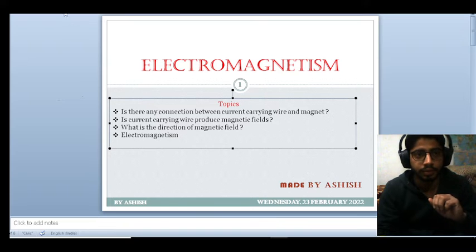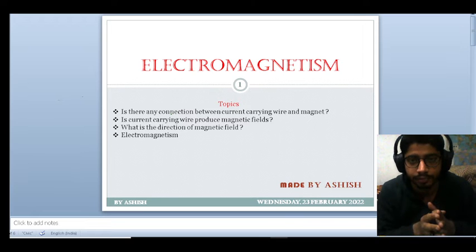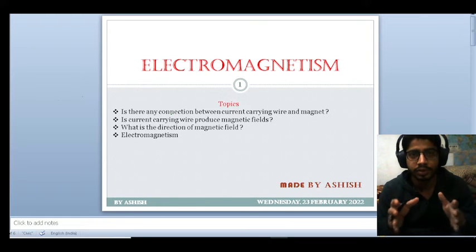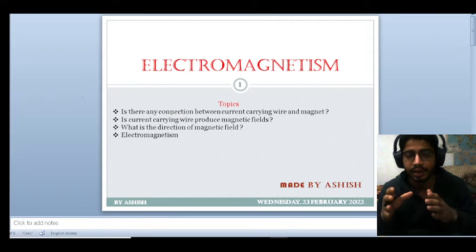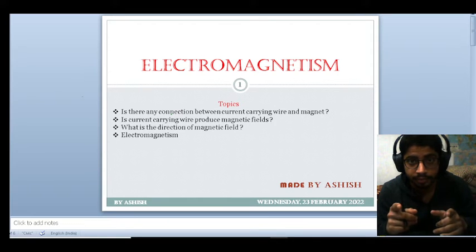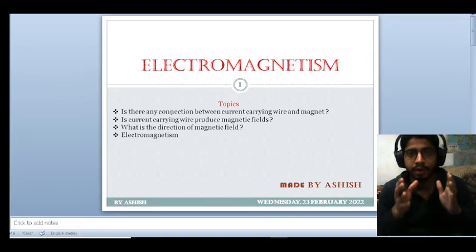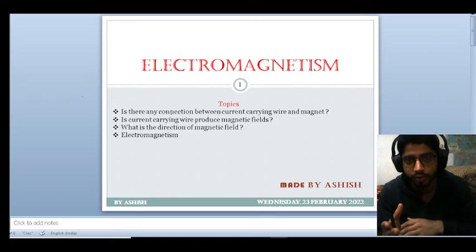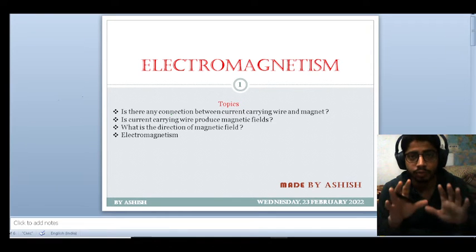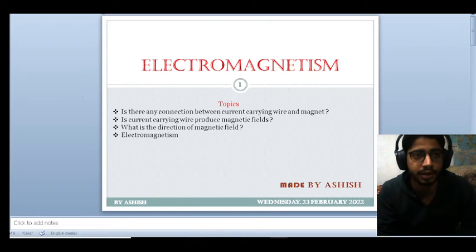In today's lecture, we are going to discuss electromagnetism. The following points will be discussed: Is there any connection or relation between a current carrying wire and a magnet? Does a current carrying wire produce a magnetic field? If it produces a magnetic field, what is its direction? And at the end, you will have some idea about electromagnetism. Then we will properly define electromagnetism.